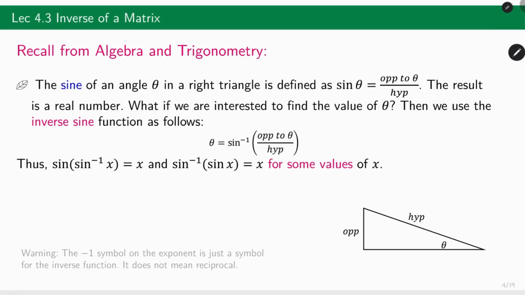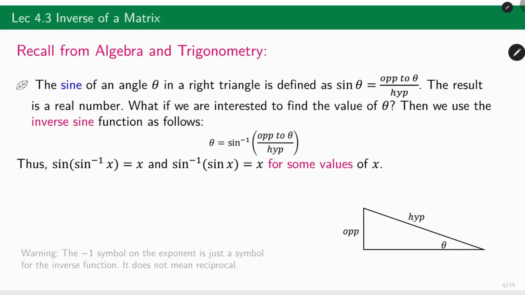When it comes to the transcendental functions like trigonometric functions and inverse trigonometric functions, the sine of an angle theta in a right triangle is defined as sine theta is equal to the ratio of the opposite side to theta over the hypotenuse of the right triangle. The result is a real number. What if we are interested to find the value of theta? Then we use the inverse sine function as follows. Theta is equal to arc sine of the ratio opposite over hypotenuse.